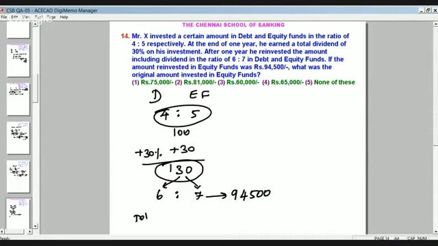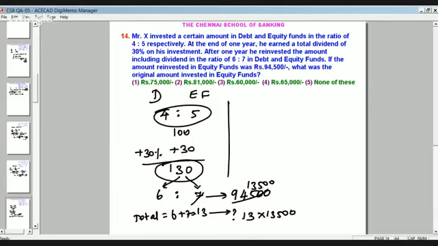இப்போ டோட்டல் 130% ஆஃப் த வேல்யூ, 6 + 7, 13 பார்ட் ஈக்குவல் டு ஹவு மச்சுன்னு பாருங்கள். 94,500 cancel பண்ணுங்கள், 13,500. So 13 into 13,500. Adha multiply panna venda apdi irukatum. So now 130% of the amount is 13 into 13,500. 100% of the amount equal to 0 cancel pannunga, 13 cancel aayidum. So 1350 into 100, 1,35,000 or original invest pannadhu.